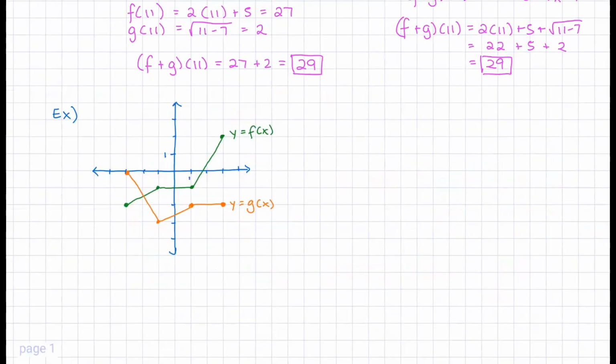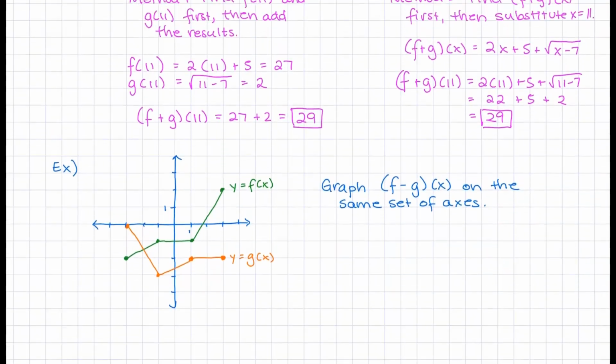Okay, so let's look at this one. And let's say that the problem said to graph f minus g of x on the same set of axes. Well, I can't spell. So what is that talking about? Well, think about what we did up on this previous problem.